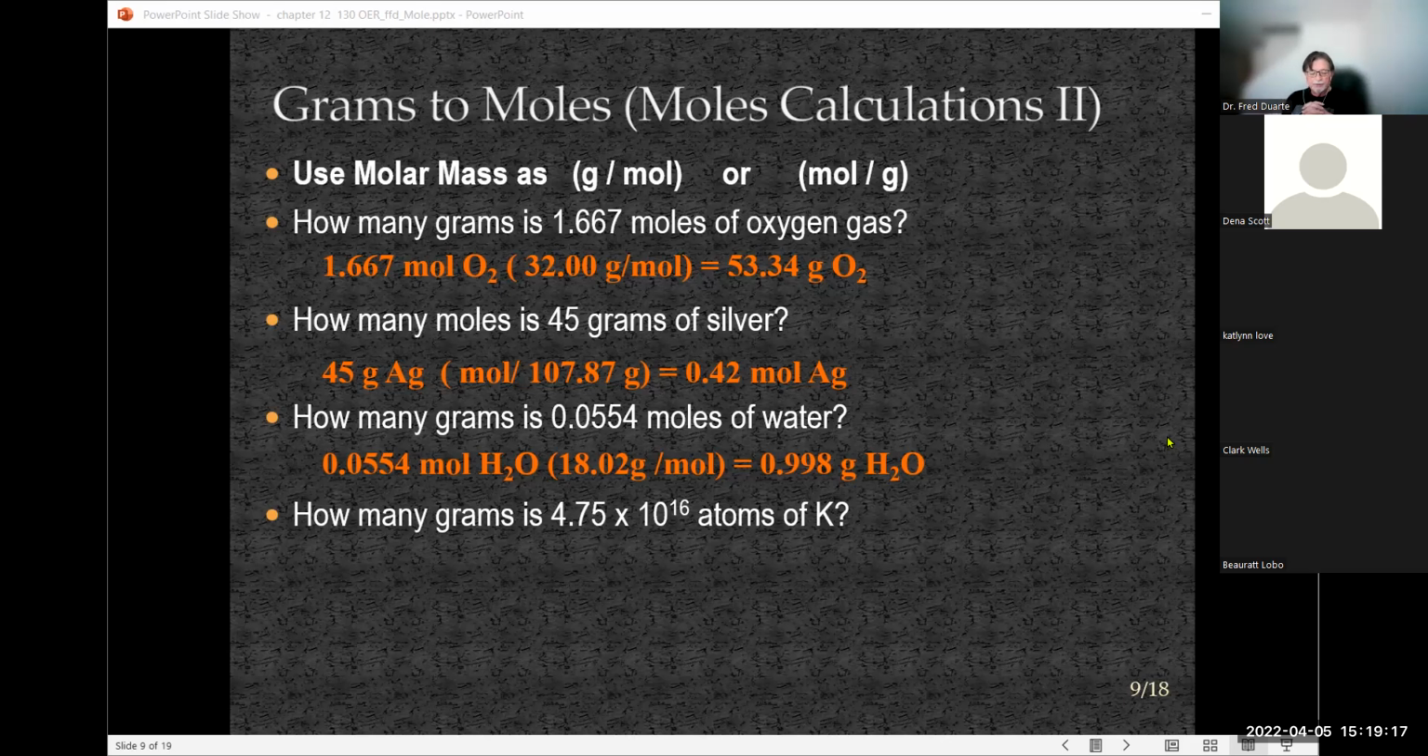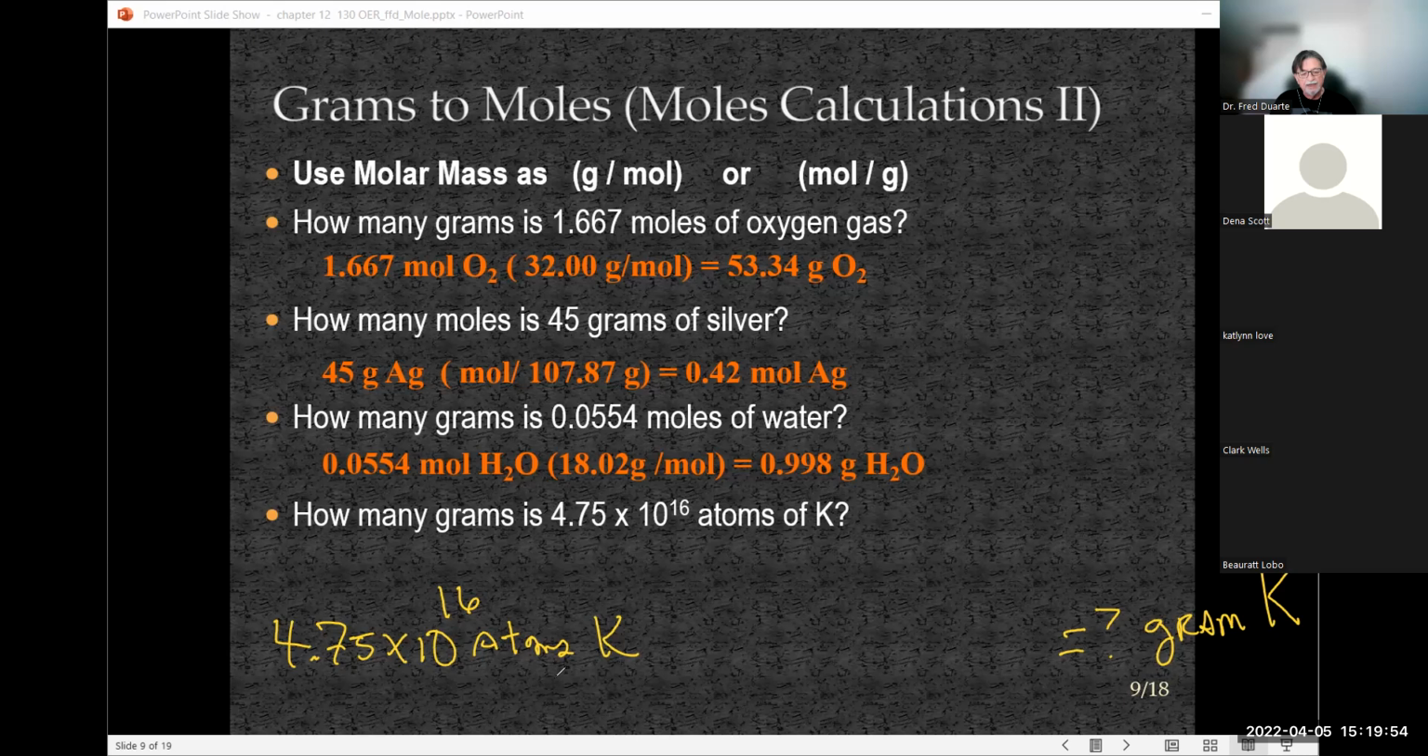Okay, so the last one here is asking how many grams is 4.75 times 10 to the 16 atoms of potassium. And so what we're looking for here, again, write down what we're given. We've got 4.75 times 10 to the 16 atoms of potassium, and we need to go to grams of potassium.